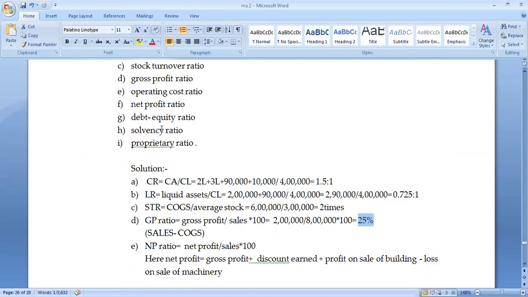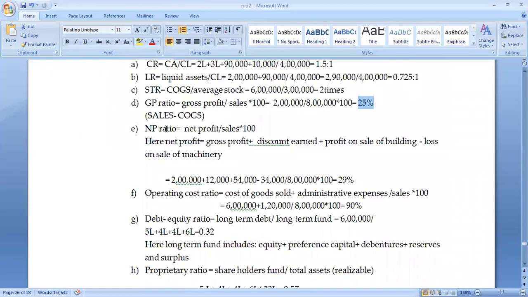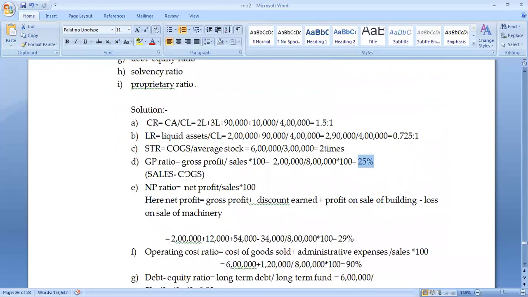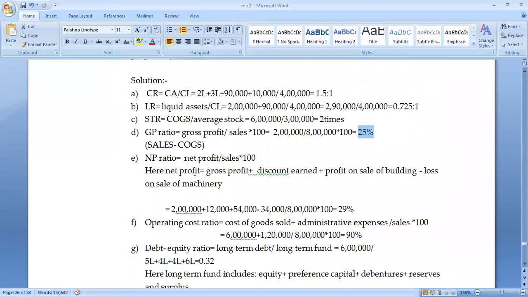And next is the operating cost ratio. Be very careful while computing the operating cost ratio. Also find out the net profit ratio first. What is the net profit ratio? It is net profit divided by sales into 100. So what is net profit now? See, gross profit is very clear.